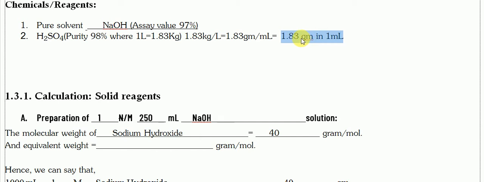We can obtain this gram by dividing the kg by 1000, and we can obtain ml by dividing the liter by 1000. So it is a very easy formula. So from this information, we can write that 1.83 gram sulfuric acid is present in 1 ml sulfuric acid solution.